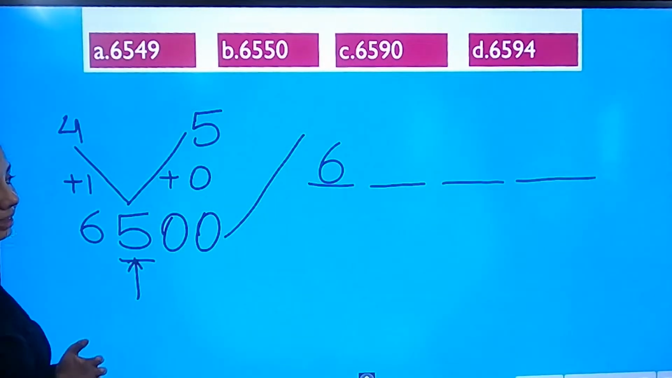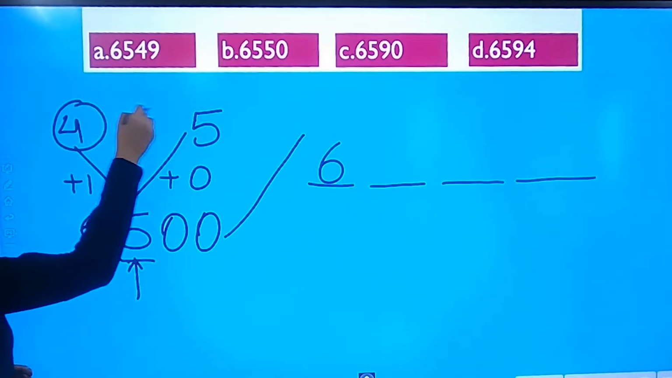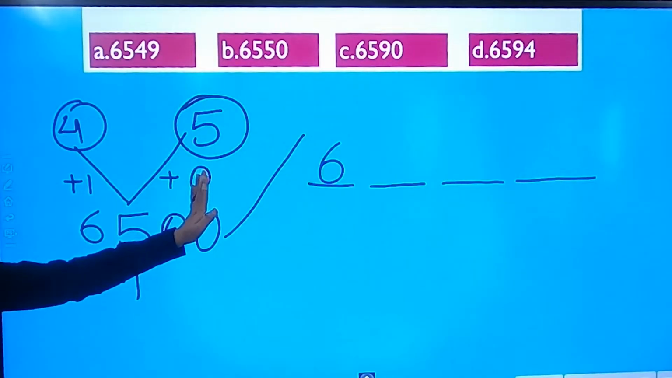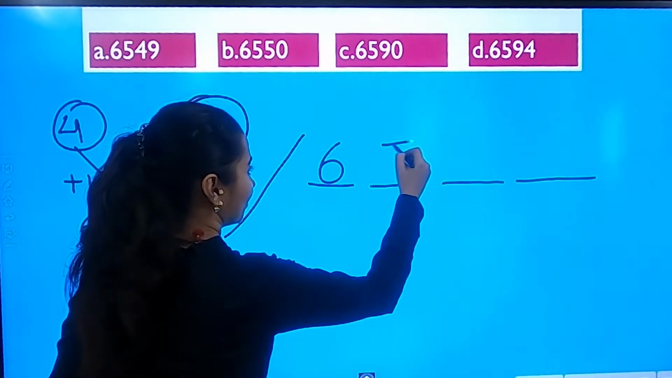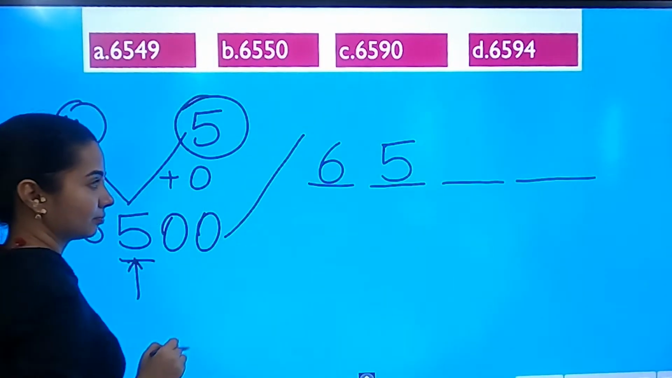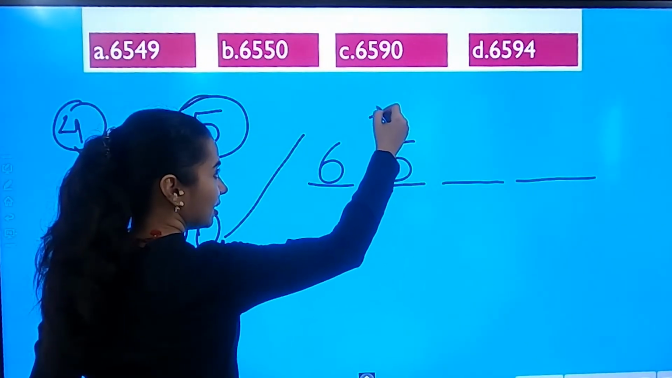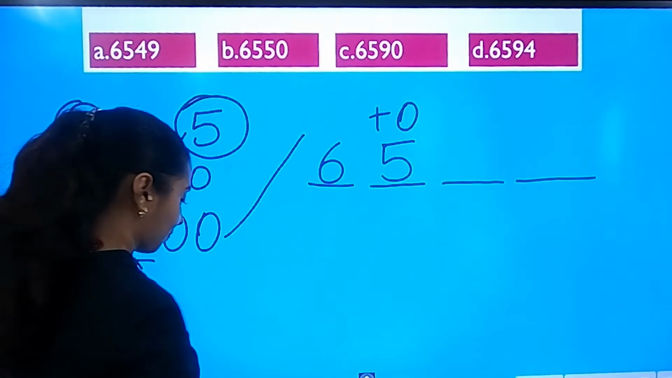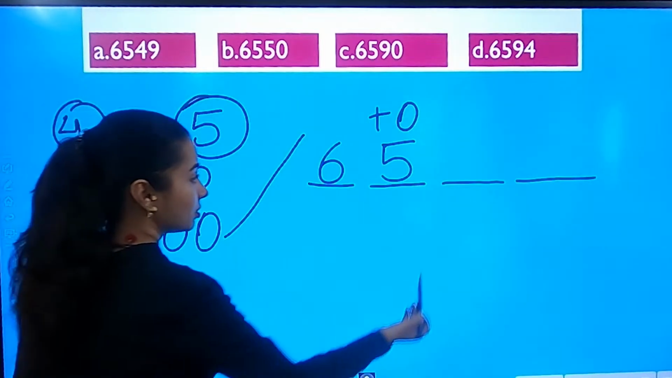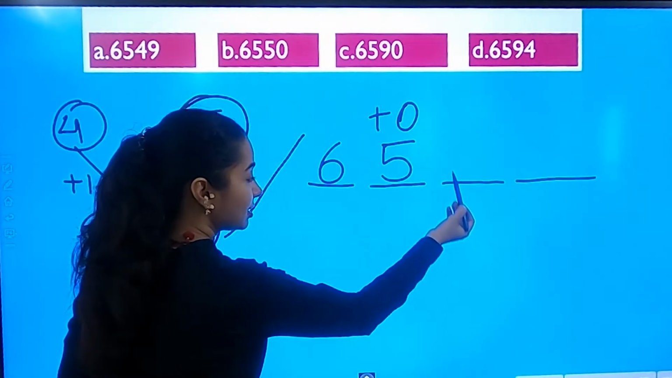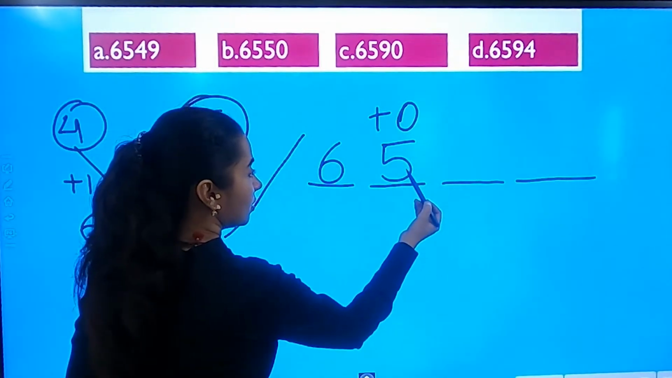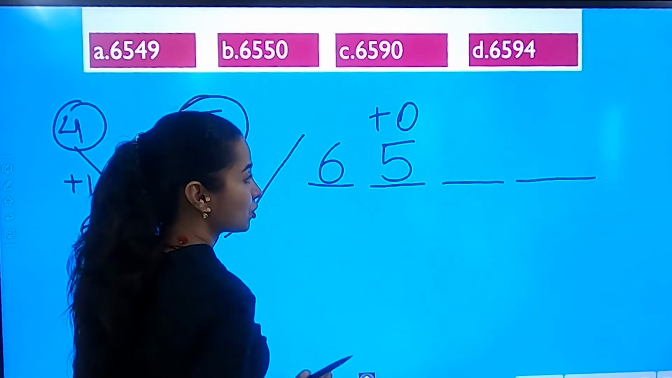Because we are making the largest possible number, we'll choose the largest possible option amongst the two digits. So the largest possible option is 5. Since we know that nothing was added to this, it remained the same. So now we have to find out which digit is the largest possible digit over here, because of which our focus digit remains the same.